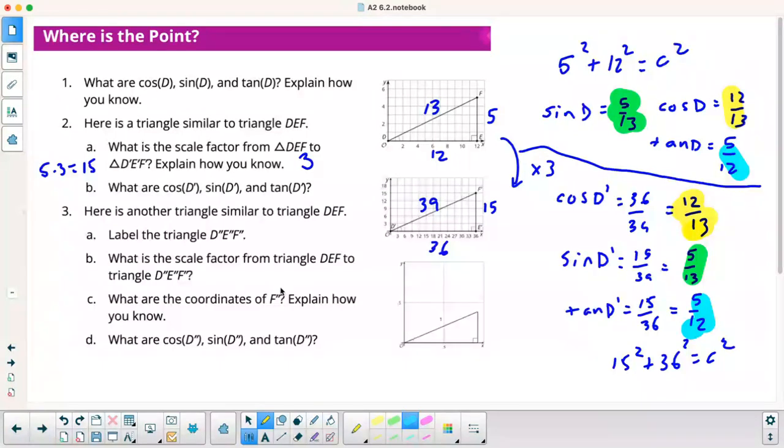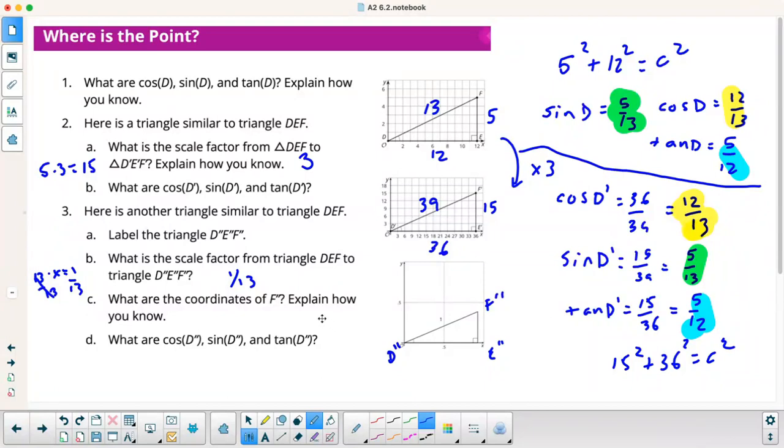All right, here's another triangle similar to DEF. So label it as D double prime, E double prime, F double prime. What's the scale factor? My corresponding side here is the hypotenuse. So I went from 13 to 1. So it would be 13 times what number equals 1? Well, I can do algebra there, and I get 1 over 13.